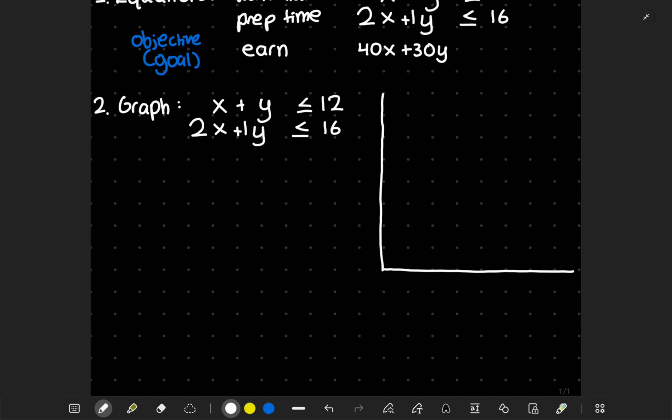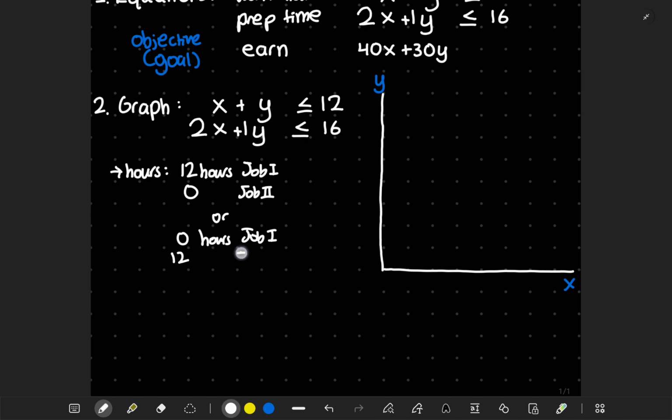Whenever we start graphing, we need to consider some options. What are the extremes that we can have? Let's let x be job 1, and let's let y be job 2. And so if we're looking at hours, what are her max options? Well, for job 1, she can work 12 hours. So for hours, she can do 12 hours at job 1 and 0 at job 2. Or the opposite: 0 hours at job 1 and 12 hours at job 2.